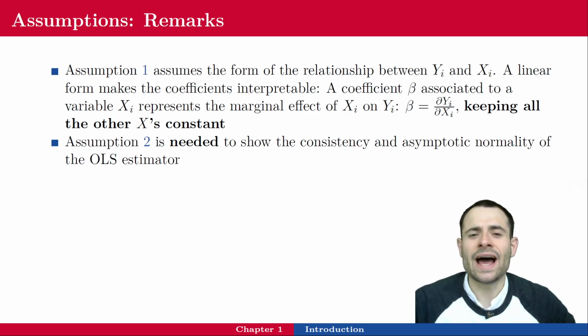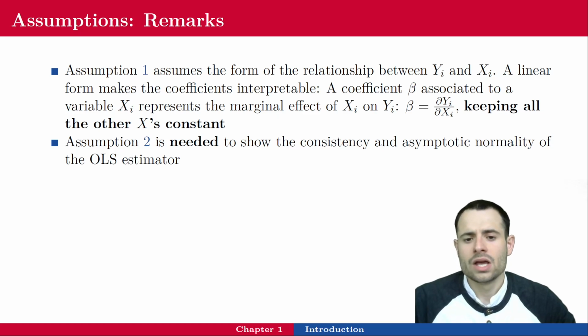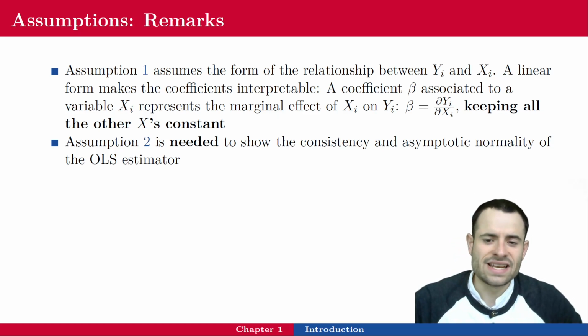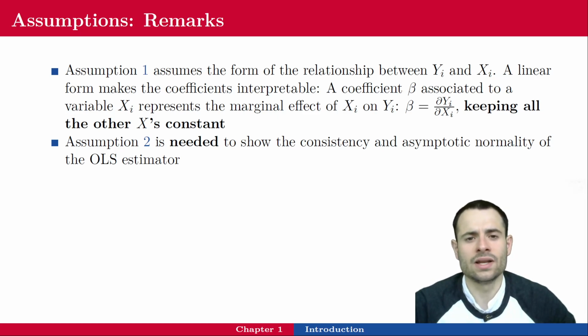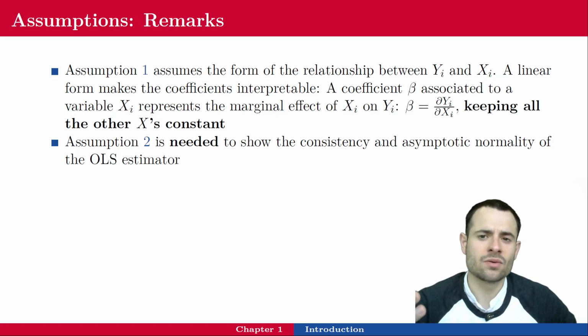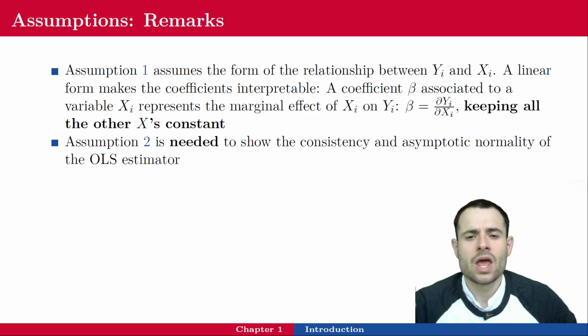Assumption 2, the IID sample, is needed to show the consistency and asymptotic normality of the OLS estimator. So, what I want to say here is that it is needed for technical reasons, but if we don't have that assumption, we can use other technical tools, other statistical theorems, to also get consistency and asymptotic normality. I will get to asymptotic normality soon, don't worry. So it's a technical assumption which is very useful and also most of the time easy to make if you know how the data was gathered.